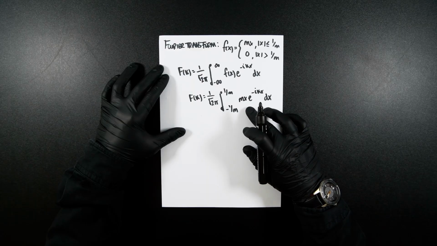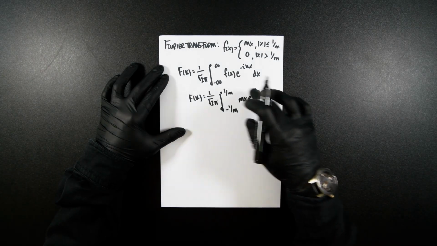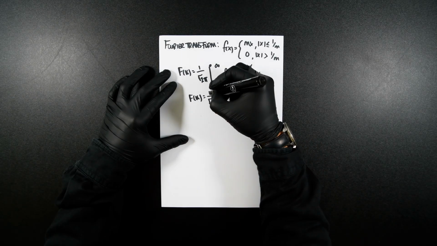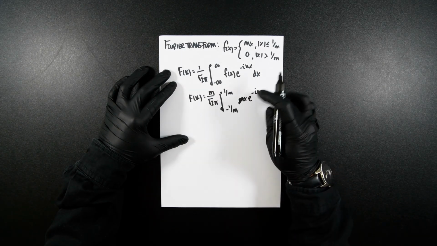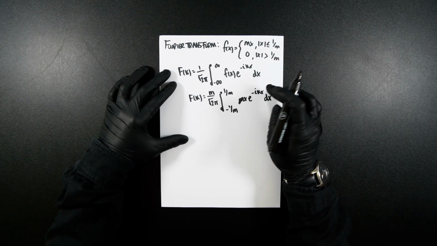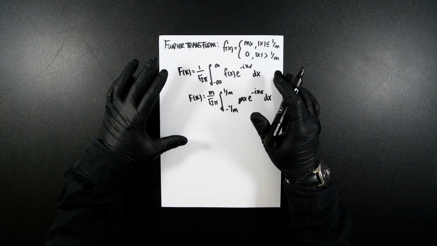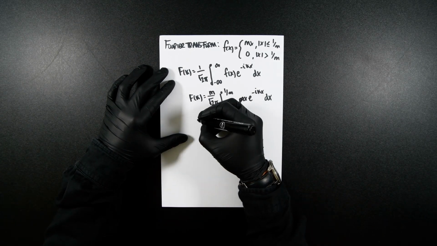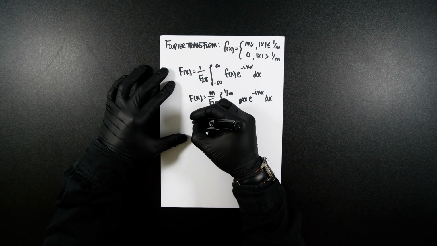This m can obviously be pulled out because it's just some constant. So that can disappear and it would go there. And that means we're just dealing with x e to the minus ikx. And that's going to be the integration that we're dealing with. That is going to need integration by parts, which should be fairly simple for you all.